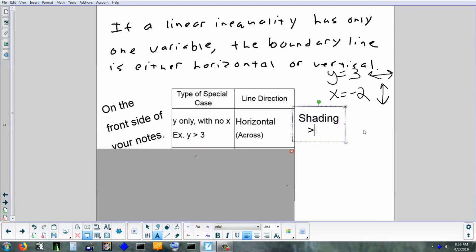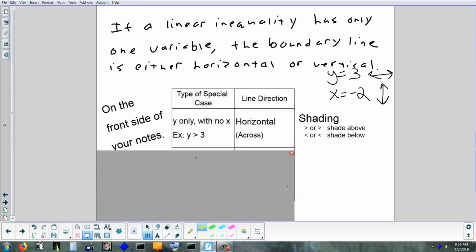So the shading for this special case doesn't really change. You can still think of it as, if it's greater than or equal to, you'll shade above. If it's less than or equal to, you'll shade below. So for this type of special case, it doesn't really change anything, because you can still be above the line, you can still be below the line. Because the line's horizontal, there's still an above and a below.